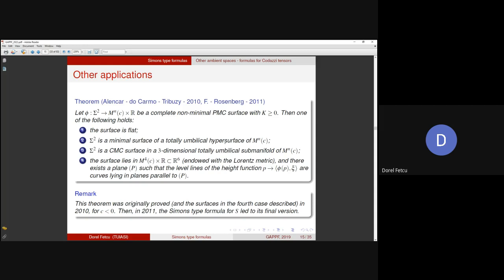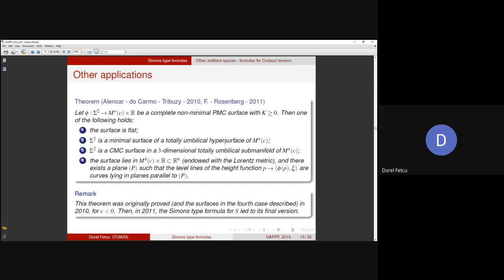different from 0. So we have this theorem that says that if sigma is a complete non-minimal PMC surface with Gaussian curvature non-negative, then one of the following holds: either the surface is flat, or it is a minimal surface of a totally umbilical hypersurface of the space form, or it is a CMC surface in a three-dimensional totally umbilical submanifold of the space form, or it lies in M4 cross R, viewed as a submanifold in R6 endowed with Lorentz metric, and it can be described in terms of the existence of a plane such that the level lines of the height function are curves lying in planes parallel to this plane.